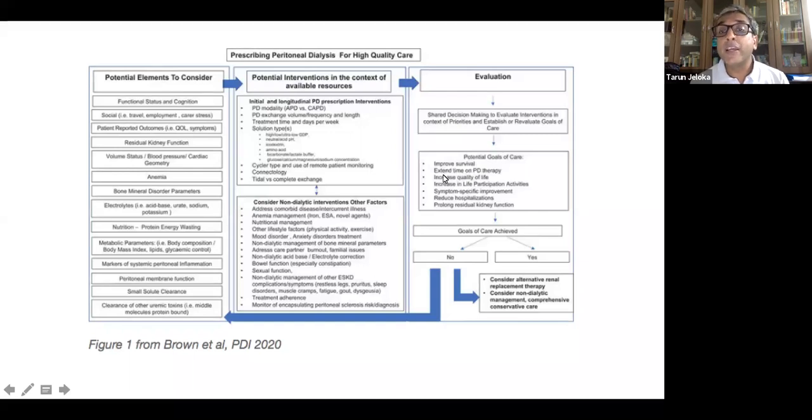Obviously, it has to be. Extend time on PD therapy if possible. Increase quality of life. So if patient's quality of life gets hampered by use of 5 exchanges, then you cut down, go back to 4. Increase in life participation activities, symptom-specific improvement. If patient is asymptomatic, do not increase even if KT over V is low. Reduce hospitalization, prolong residual kidney function. So if you give lots of ultrafiltration, the residual renal function is going to go away. So that is goal-directed treatment.